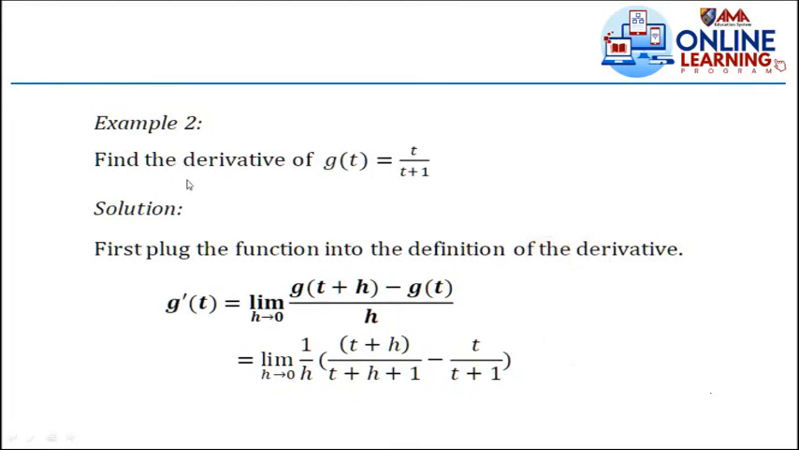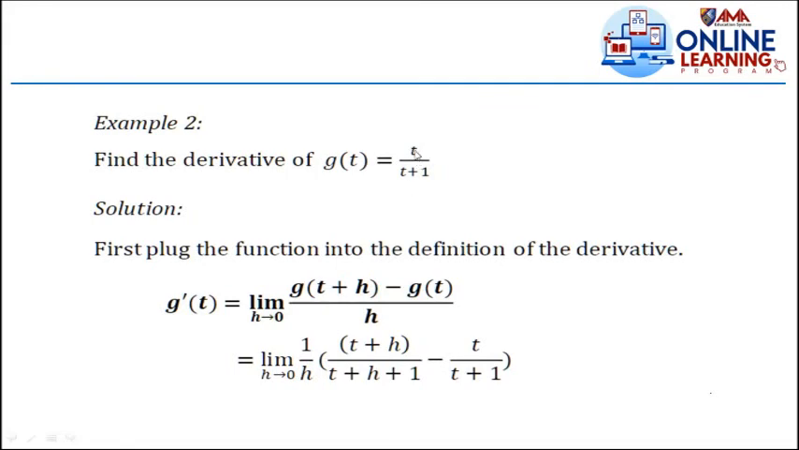Next, we have your example number 2. Find the derivative of g, which is a function of t, equal to t all over t plus 1. So first is we're going to plug in ulit. We're going to replace your t by t plus h minus g, which is a function of t, or that is your y, no? Which is a function of t, all over h. Okay? So we're going to have that one.